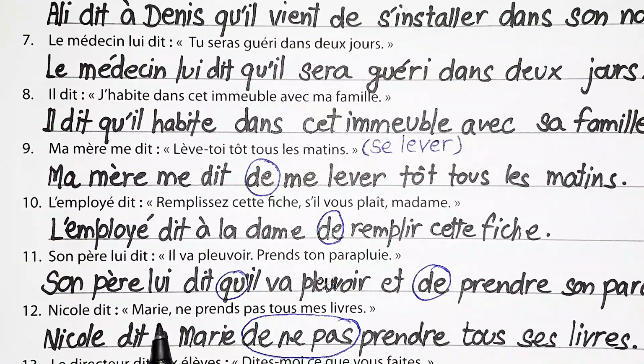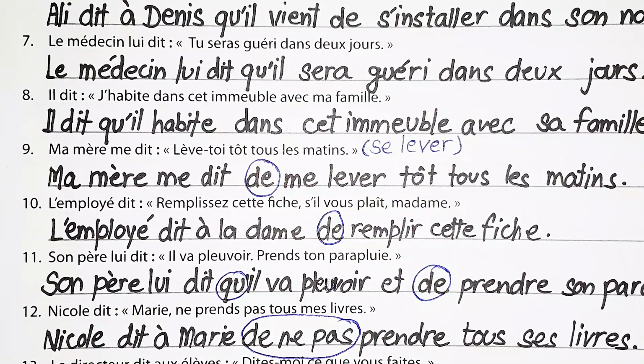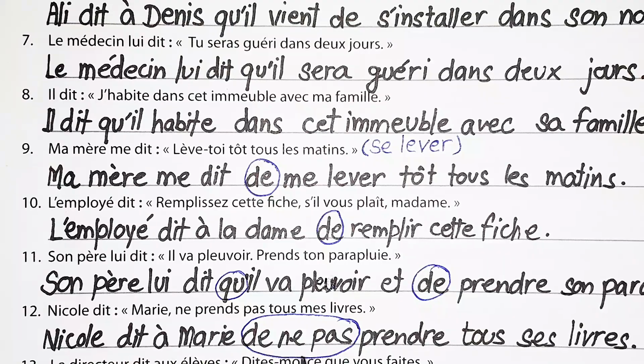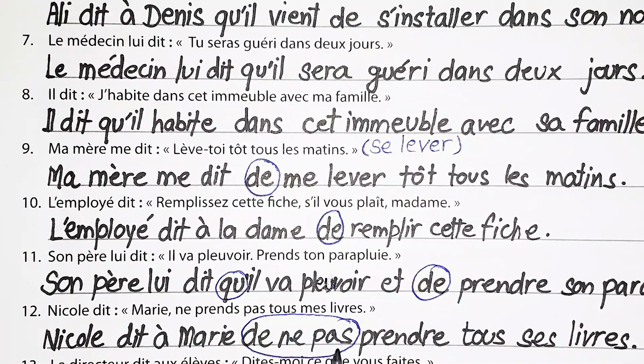Nicole dit, Marie ne prend pas tous mes livres. That means Nicole is saying, Mary, don't take all my books. And after changing it, it is like Nicole dit à Marie de ne pas prendre tous ses livres. Nicole tells Mary not to take all her books. Okay, mes is changed into ses, and it is negation this time, so we'll use de ne pas. Then we'll use the infinitive form of the verb.